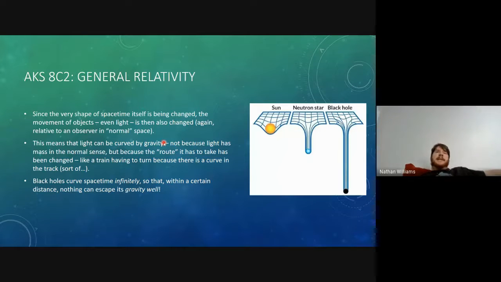But when we say that light has its path curved by gravity, we don't really mean that. We don't mean that, just like a football I've thrown, gravity is going to pull the light back down toward the black hole. Instead, it's more about the path that light can take being itself curved. Therefore, the light has to follow that path. So this is not because light has mass in the normal sense, but because the route that it has to take has been changed. Kind of like a train having to turn because there's a curve in the track.